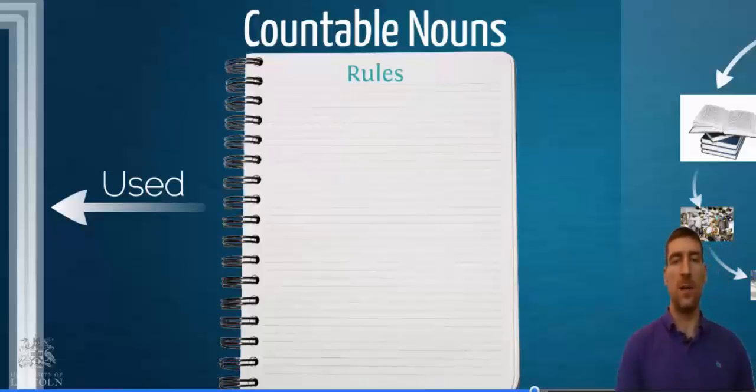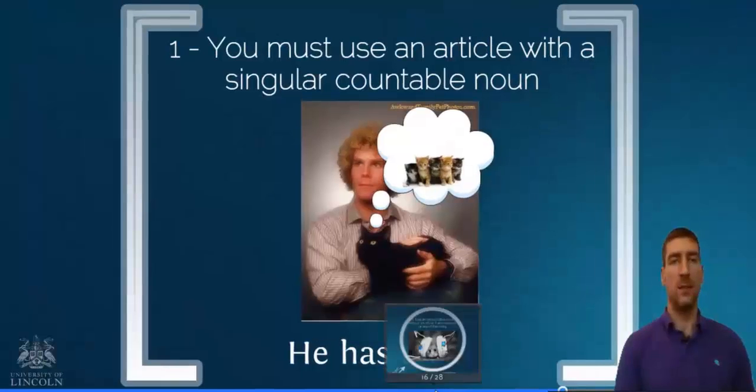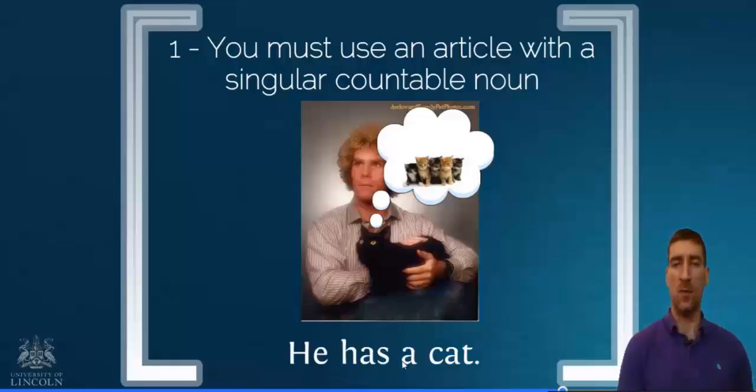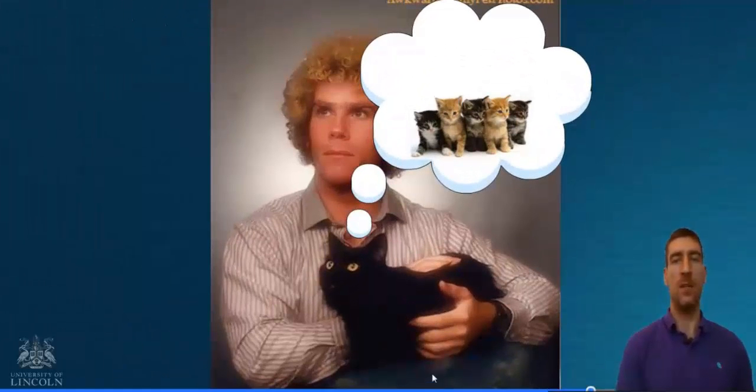Let's look at some examples of these then. Okay, so we got a kind of strange looking guy with a cat. We got a nice statement here. He has a cat, so we've got a singular countable noun here, and we've had to use an article. If you took the article out, that would be grammatically incorrect. He has cat. It's not good. And we could turn this into a general statement.